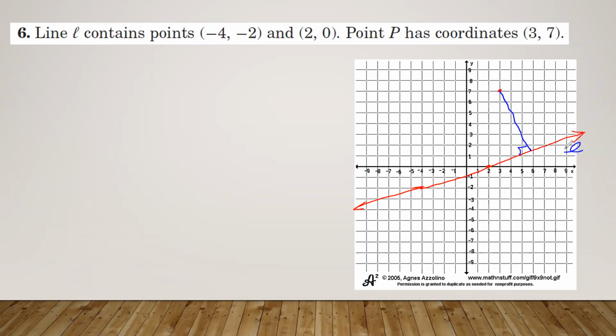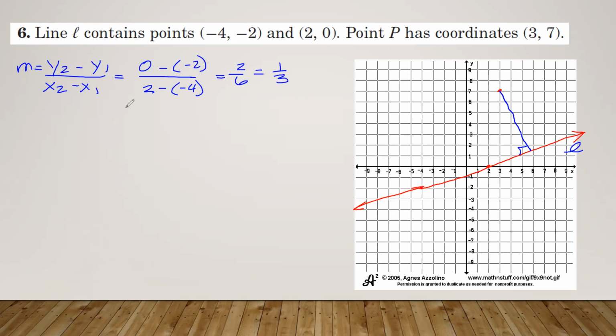We'll call it L. First thing we need to do is find the slope. Remember, slope is y2 minus y1 over x2 minus x1. So that's going to be 0 minus -2 over 2 minus -4, and we end up with 2/6, which is equal to 1/3.